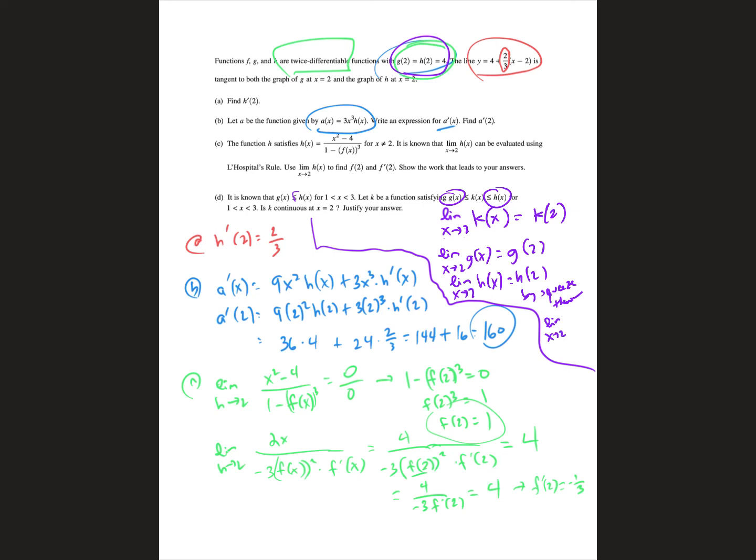the limit as x approaches 2 of k of x, oops, my pen just stopped working, equals 4, and k of 2 also equals 4. So k is continuous. There we go.